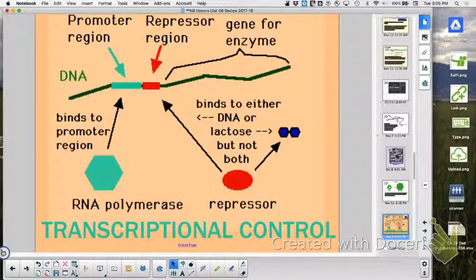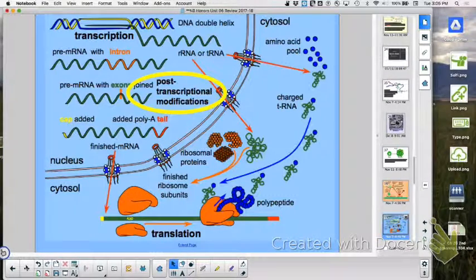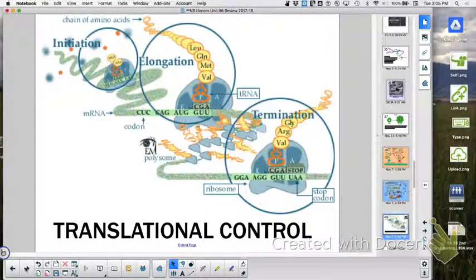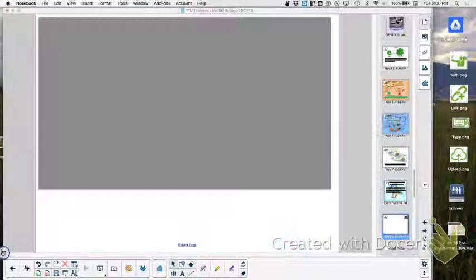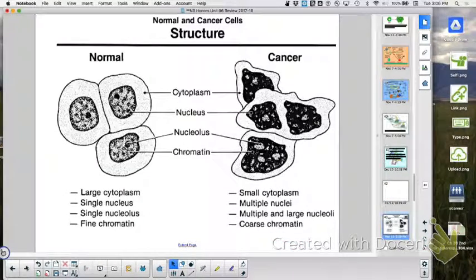Transcriptional control, we already went over that, so I hope you're okay with that. Here is showing you post-transcriptional modifications: cap, tail, cutting out the introns. Translational control would be, can I build that protein on my ribosome? And post-translation is any kind of modification that you do to that protein to make it functional, like folding by the chaperone proteins. I'm skipping through that.